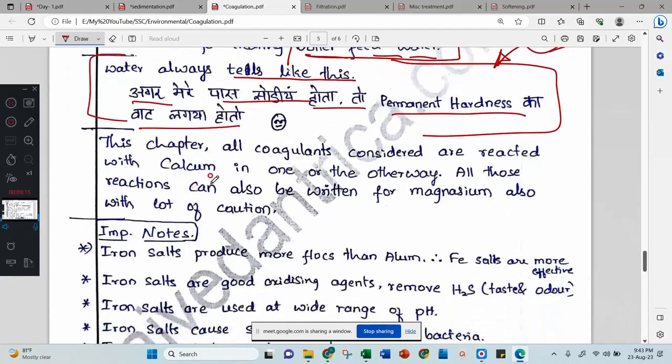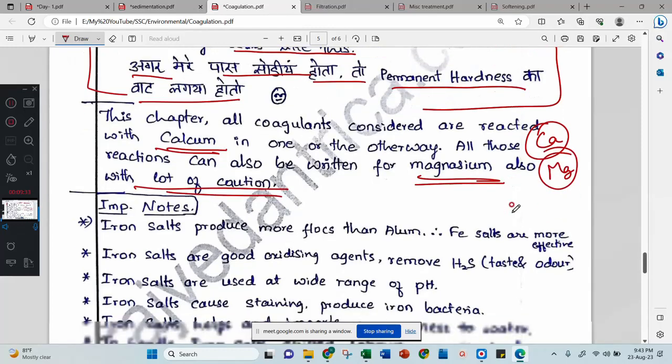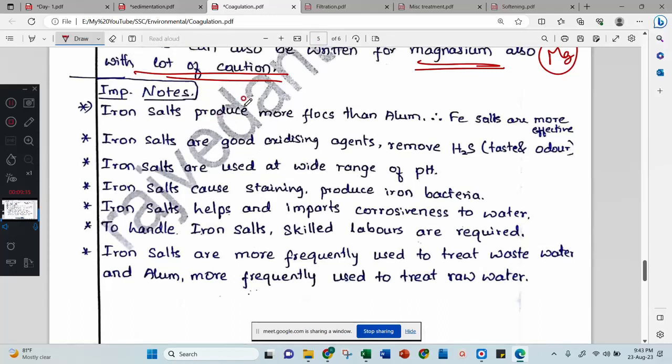In this chapter, all coagulants considered react with the calcium in one way or the other, but all those reactions can also be written with magnesium. I have concentrated on calcium, but you can write all the equations with magnesium also, with some precautions. Next important points are here. Whatever we discussed here, you can go through those points.